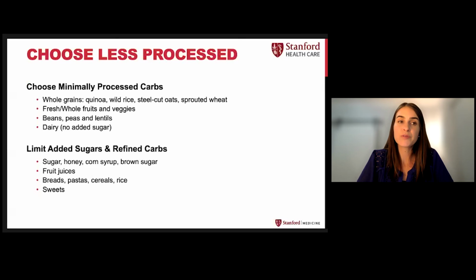Of the carbs to choose, we want to focus on the minimally processed carbs. These are going to be our whole grains that have more fiber in them, fresh and whole fruits and vegetables, beans, peas, lentils, dairy without the added sugar. And then the ones we want to limit would be the ones that are considered to be refined carbohydrates and have lesser nutrient value. The sugars, the honeys, corn syrups, refined types of grains, and sweets.